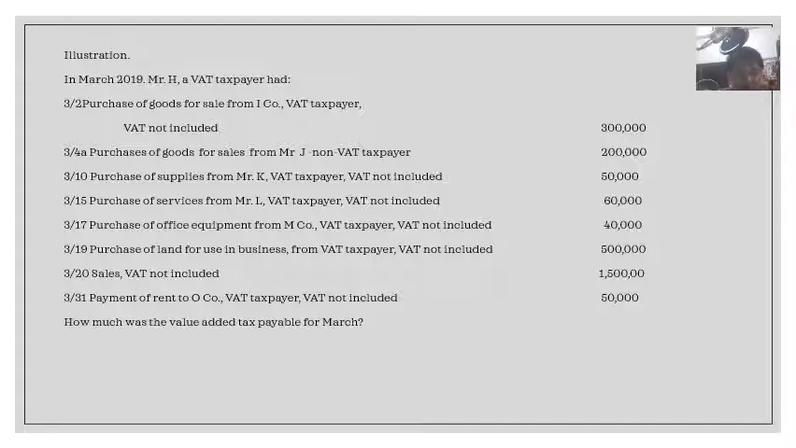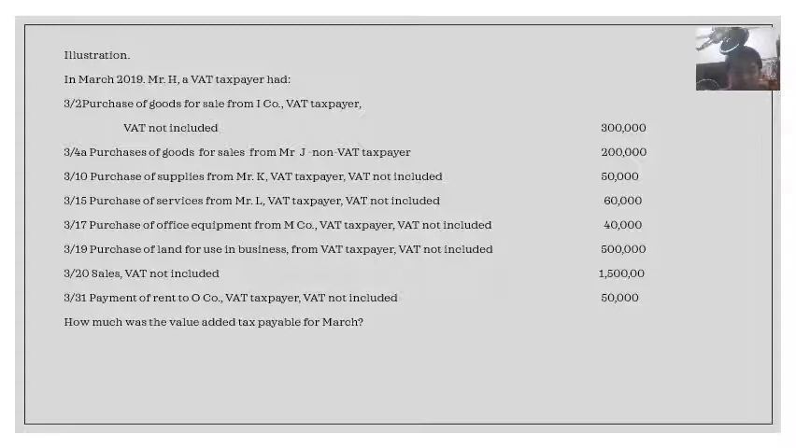Tapos, 3-4, bumili siya ng purchases of goods for sale, non-VAT taxpayer, 200,000. So, since non-VAT taxpayer yan, hindi siya kasama. Hindi ka magbabayad ng VAT yan. So, therefore, walang input tax dyan. March 10, purchase of supplies, 50,000, from Mr. K, VAT taxpayer, correct? So, kasama yan. So, times 12% yung 50,000. Yung 200,000, hindi times 12% yun kasi non-VAT taxpayer. So, cross out yung 200,000.